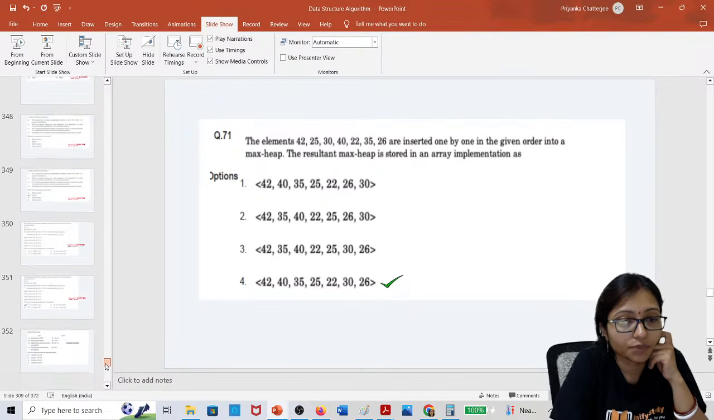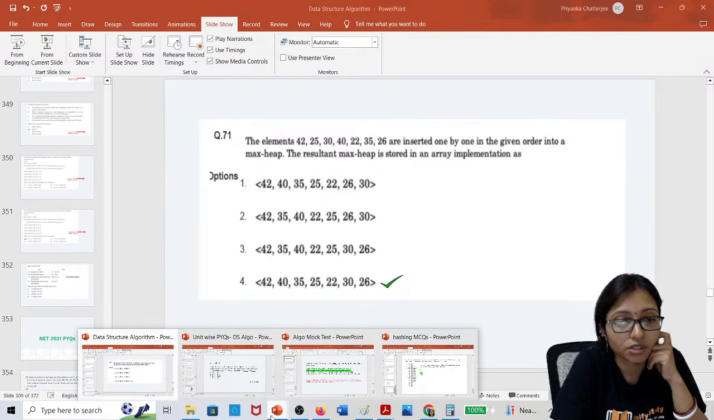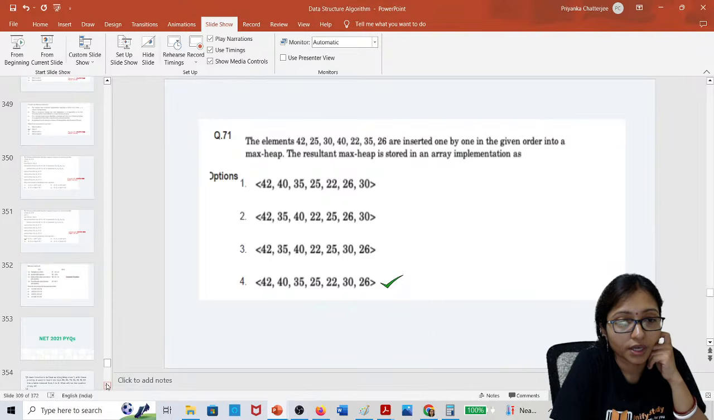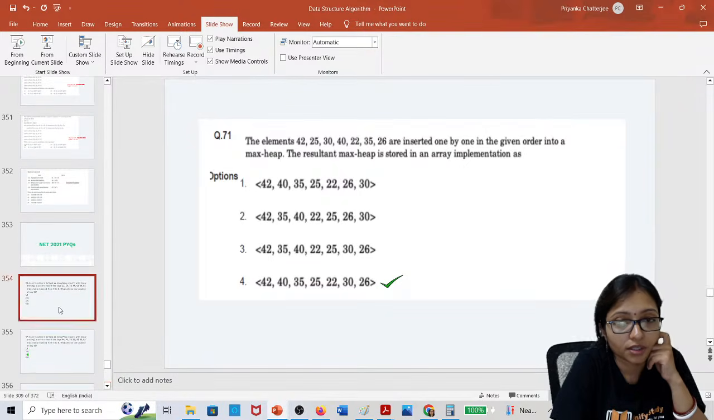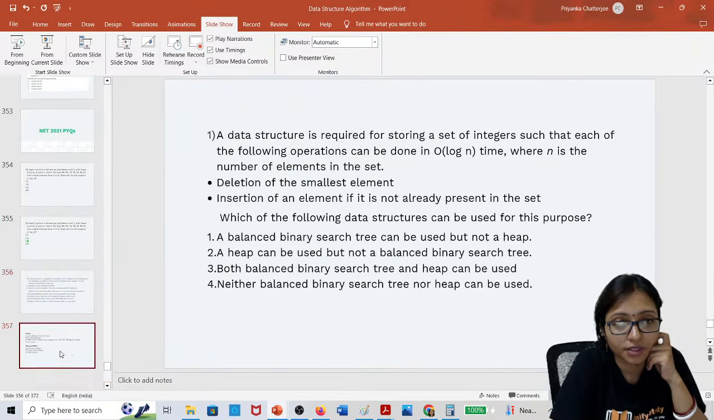So all the trees we did, but we did not do the AVL tree. AVL tree is also a very important topic. Let's do the AVL tree.